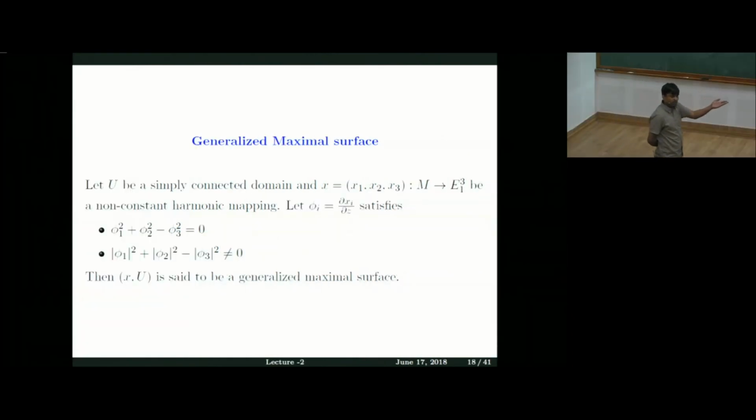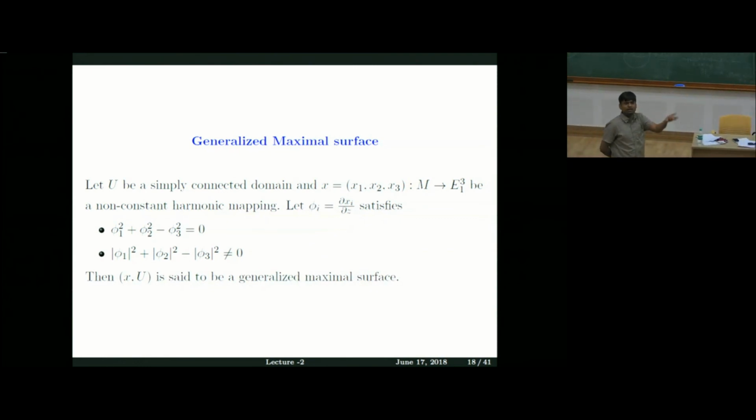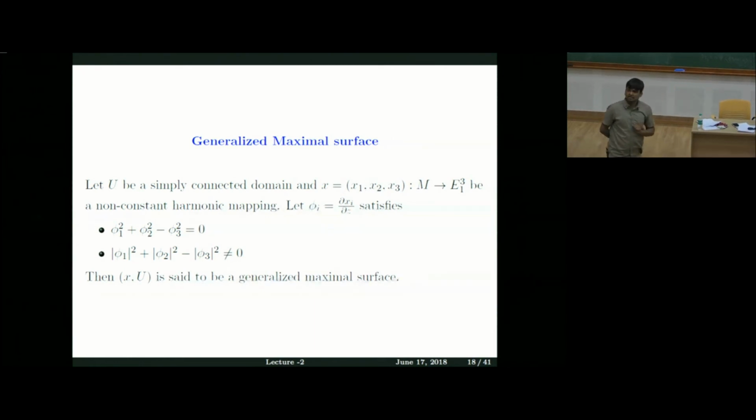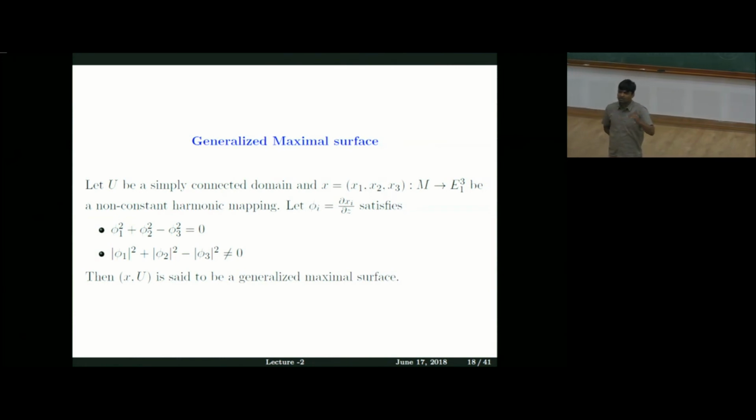Generalized means I am allowing the surface to be not regular at some points because of the second condition. And I assumed simply connected because I want the integral to make sense, since I define the maximal surface in terms of the integral. If I remove simply connected, then I have to add a third condition: the real periods of the integral vanish, so that the integral makes sense. So either you put simply connected or put that condition.